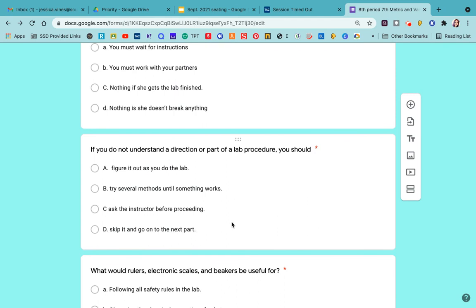Still working on lab safety. If you don't understand a direction or part of your lab procedure, you should: A, figure it out as you do the lab. B, try several methods until something works. C, ask the instructor before proceeding. Or D, skip it and go on to the next part.